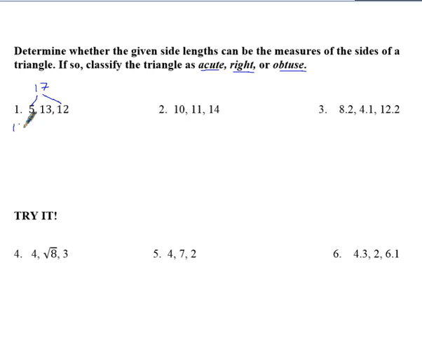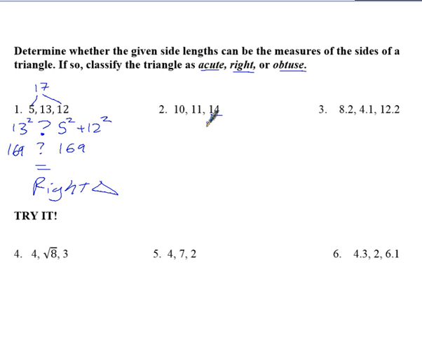So 13 is the biggest side, and so now we want to know, is it equal to, greater than, or less than 5 squared plus 12 squared? So I simplify this out. 5 squared plus 12 squared, that's 25 plus 144 equals 169. So 169 and 169, those equal each other. Therefore, I can say this is a right triangle. So I'd be able to use Pythagorean theorem here.